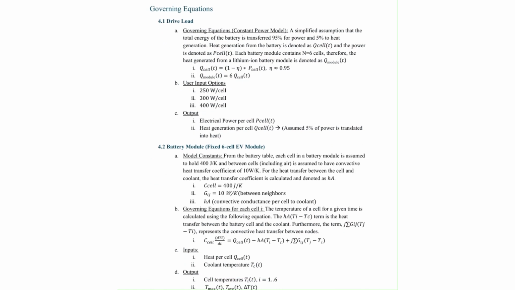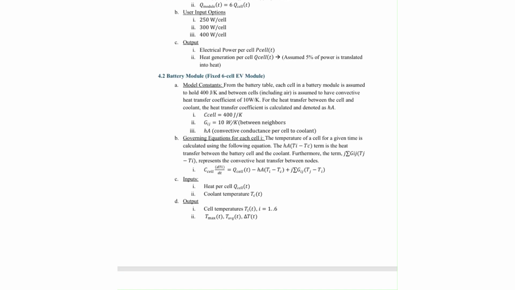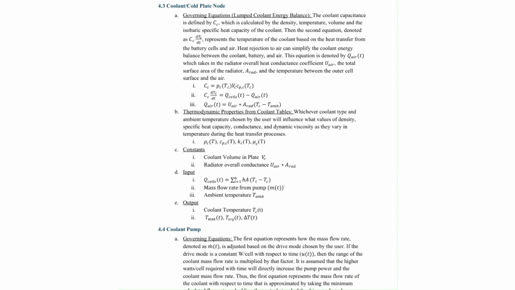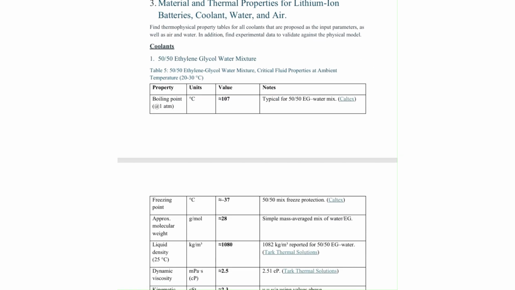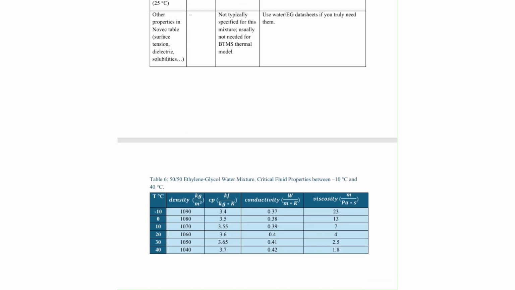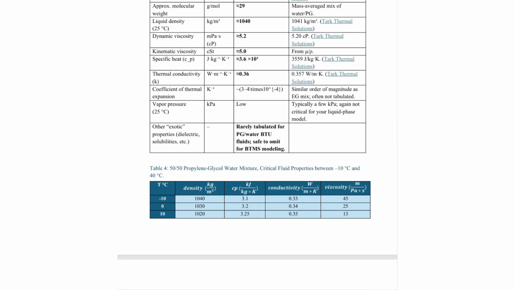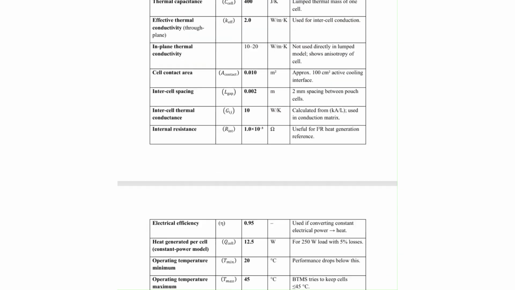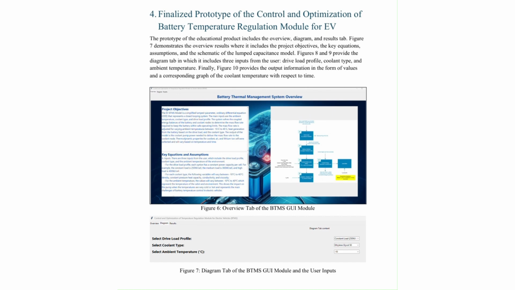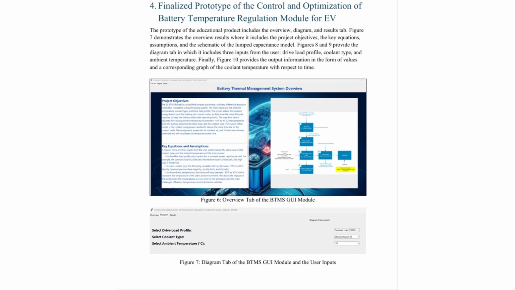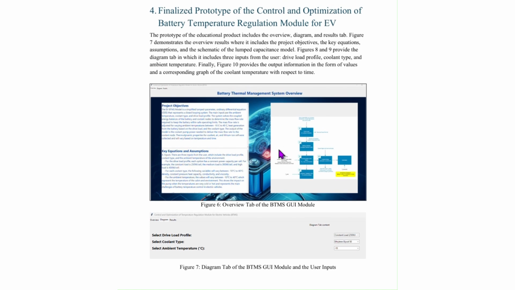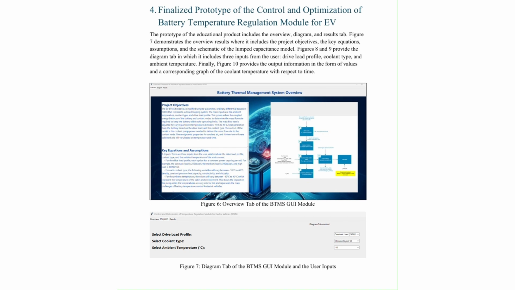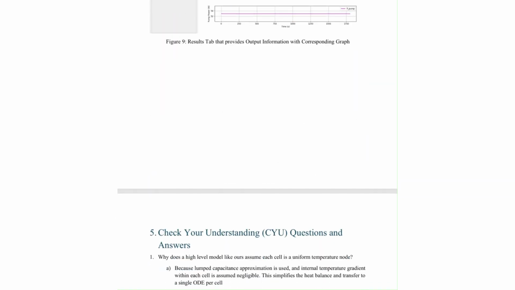Here are the governing equations. Again, I won't go into much detail, but this is here for your convenience if you want to learn more about how we created our model. Then we have all of our tables for the thermal properties, for the coolant, for the air and water, and also the battery. Kai will show a demo at the end of this video, which will show how the GUI is used and all the different tabs that we have.